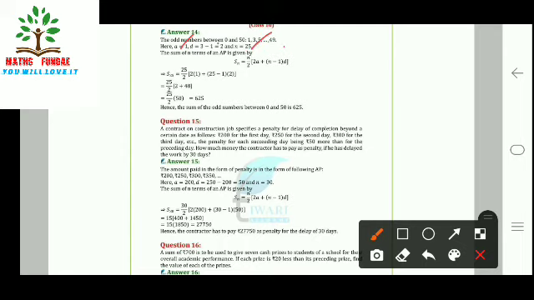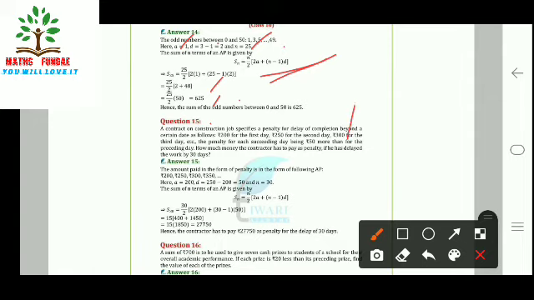So we have Sn is equal to n upon 2 [2a plus (n minus 1) into d]. So S25 is 25 upon 2, [2 into 1 plus (25 minus 1) into 2]. So that is 25 upon 2 into (2 plus 48), which is 25 upon 2 into 50. So the answer is 625.